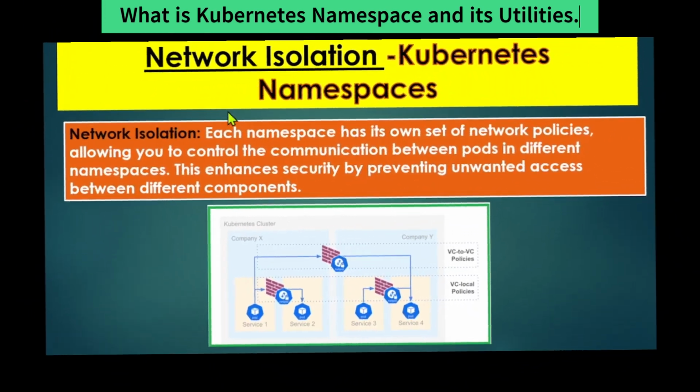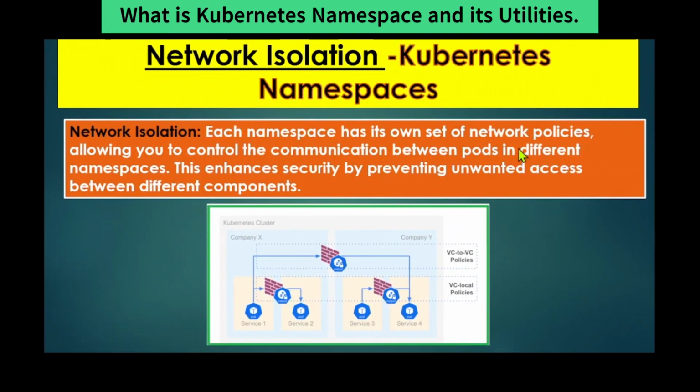Network isolation: each namespace has its own set of network policies, allowing you to control the communication between pods in different namespaces. This enhances security by preventing unwanted access between different components.